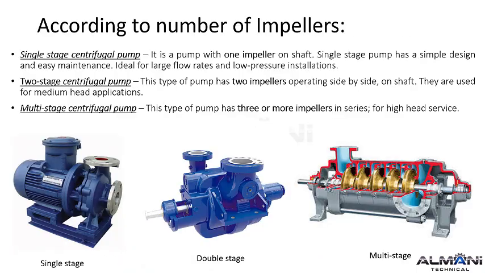We can also classify centrifugal pumps by the number of impellers. A single-stage pump has just one impeller and is perfect for high flow at low pressure. A two-stage pump uses two impellers to generate a medium head. For very high-pressure applications, we use a multi-stage pump, which has 3 or more impellers in series, with each impeller boosting the pressure further.